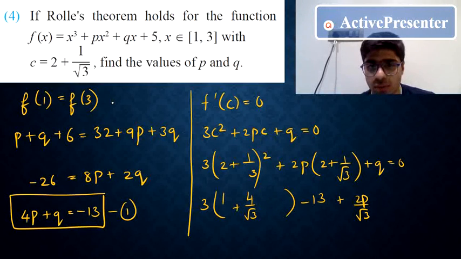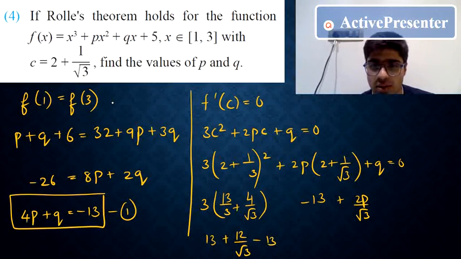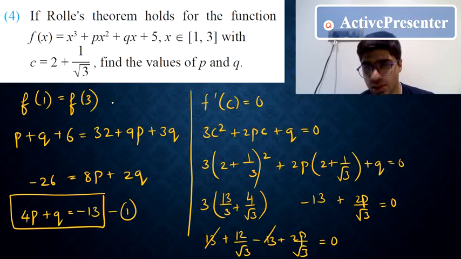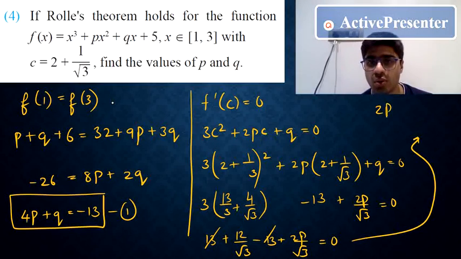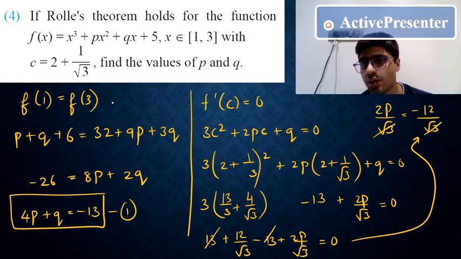So here we have 13 by 3 plus 4 by root 3. When you expand the full bracket, you get 13 plus 4 into 3, which is 12, divided by root 3, minus 13 plus 2p by root 3. The right hand side is 0 here. 13 minus 13 gets cancelled, and we take this plus 12 by root 3 to the other side. So we have 2p by root 3 equals minus 12 by root 3. Cancel off the root 3 here and here, and the value of p will finally be equal to minus 6.